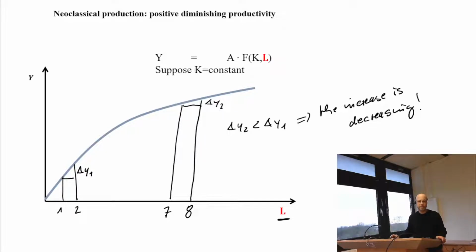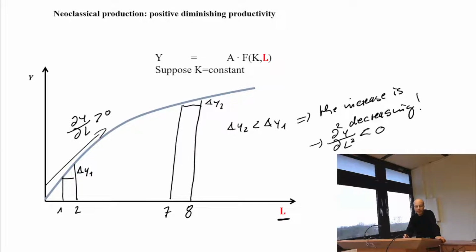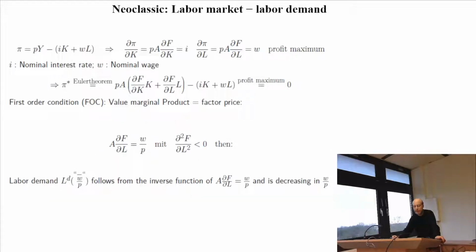So of course this function is monotonically increasing. So we have dy, the first derivative with respect to L, is larger than 0. We have this increase, and from this we have d²y with respect to dL² is less than 0. Well, and with these assumptions, now I already started with this calculation. Now we can derive the demand for capital and the demand for labor.